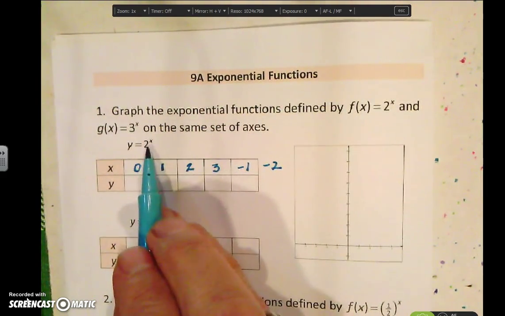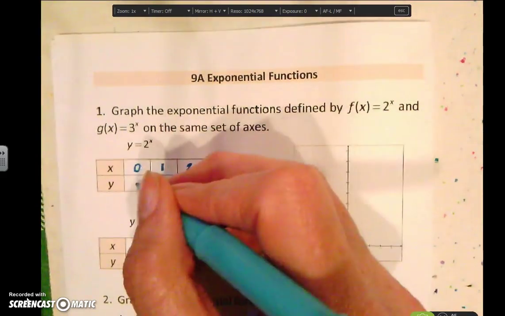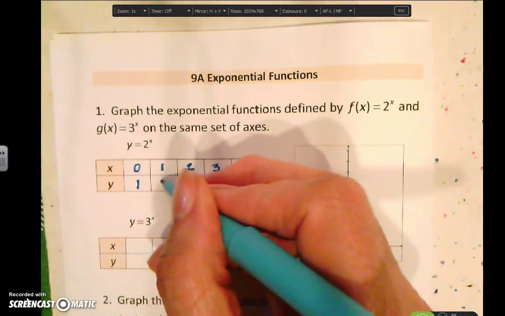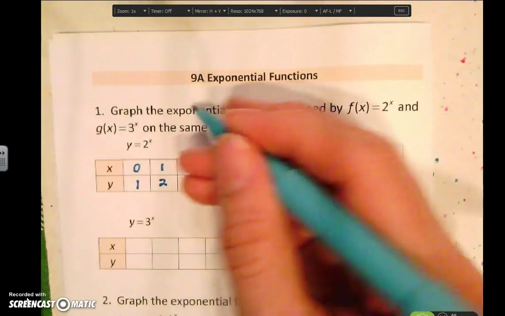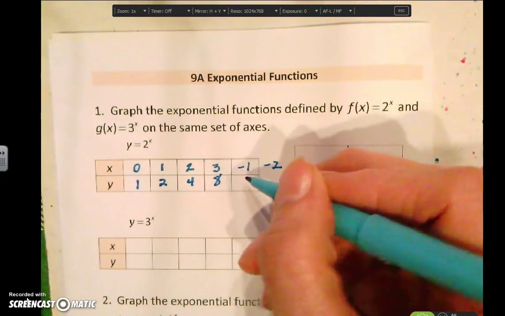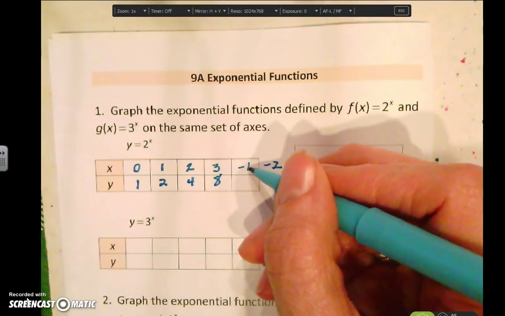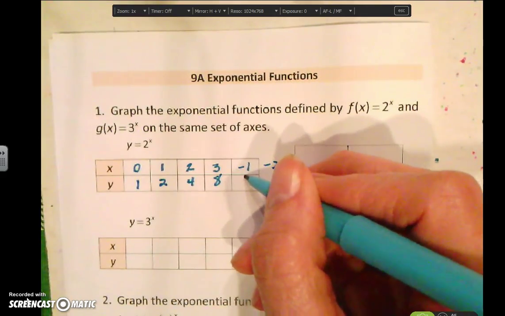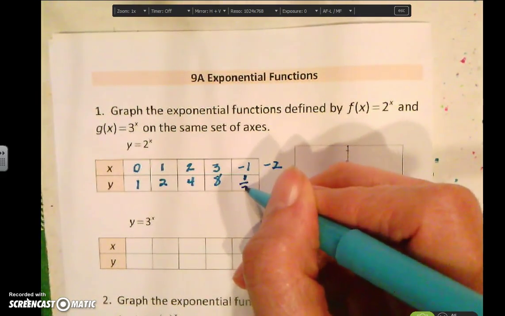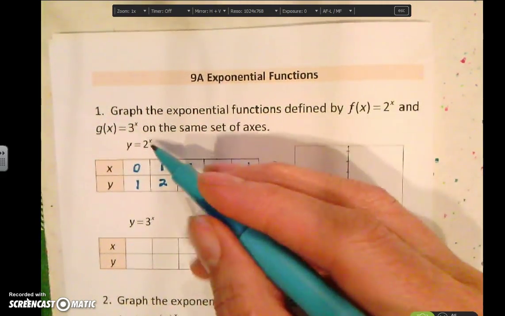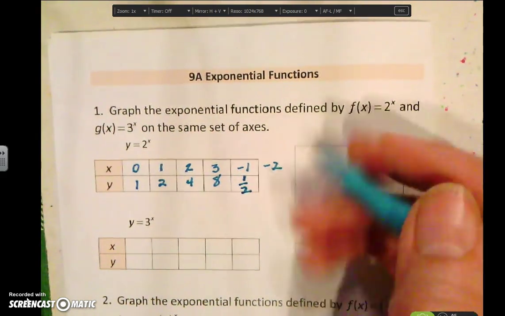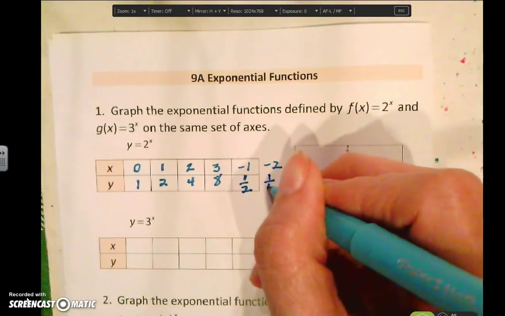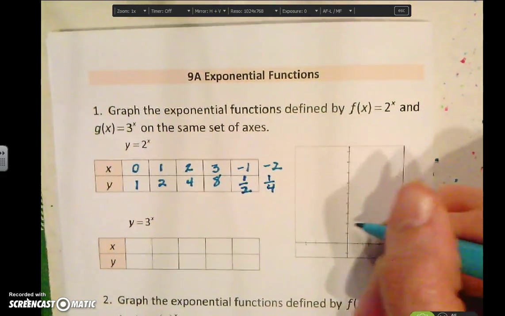If I put a 0 in, I get 2 to the 0 power, which is 1. 2 to the first power is 2. 2 squared is 4. 2 to the third power is 8. And then remember, 2 to the -1 is going to be 1 over 2. And then 2 raised to the -2 power is going to be 1 over 2 squared, which is 1/4. So we'll graph that very quickly.